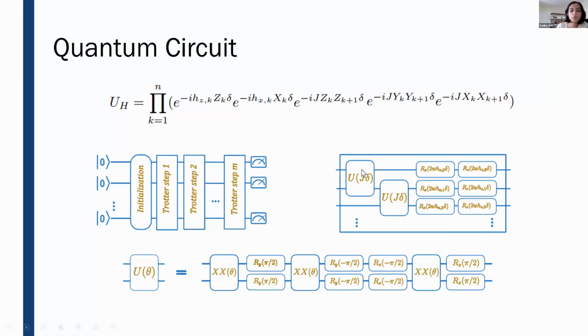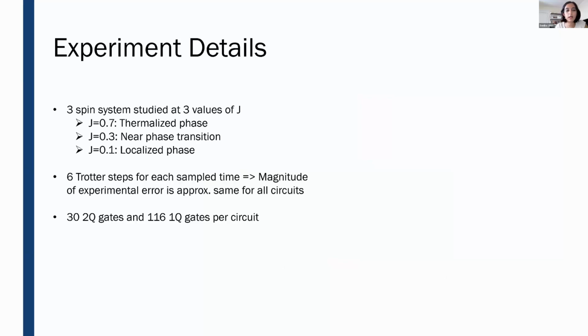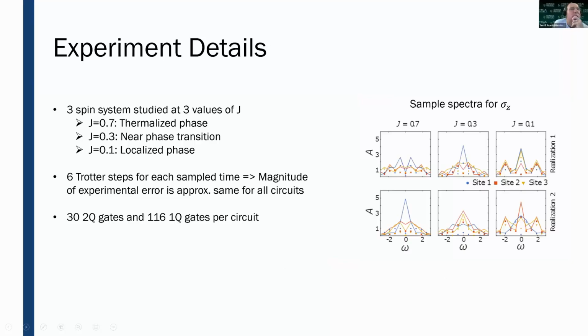And then these 2 qubit terms are further broken down into what I was calling the XX gates and single qubit rotations. So this is basically just how we compile this algorithm down to the qubits, right? And then just some details of what we did. We did 6 steps, and each circuit consisted of 32 qubit gates and 161 qubit gates per circuit.